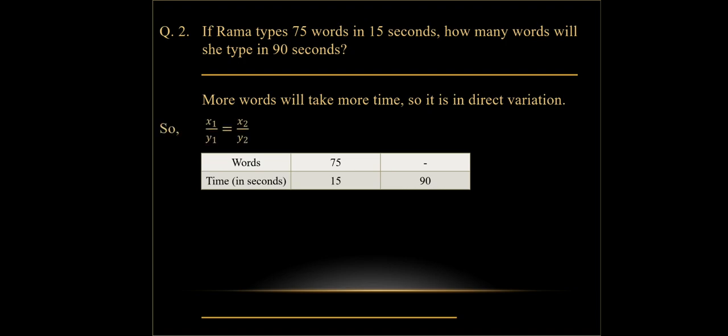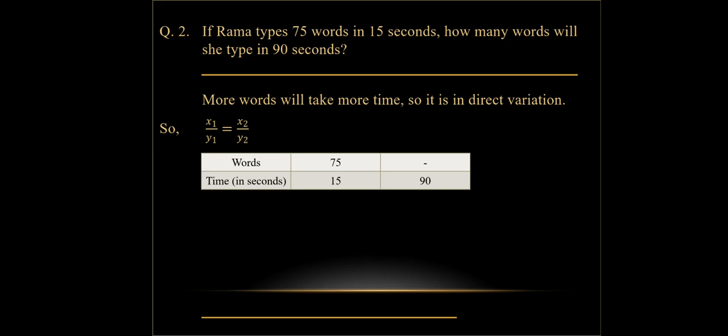So again here, x1 upon y1 equals x2 upon y2. It means here also the ratio remains the same. The ratio of x1 upon y1 and the ratio of x2 upon y2 is the same. So words and then time in seconds. If she types 75 words, that takes 15 seconds. And you need to find out the number of words she types in 90 seconds.